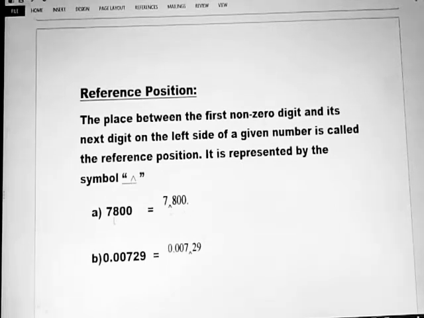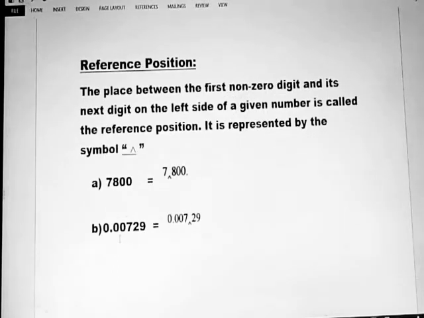For example, 7,800. Our reference position is between 7 and 8, because 7 is the first non-zero digit while the next digit on the left is 8. So our reference position is between 7 and 8. So we represent it like that.